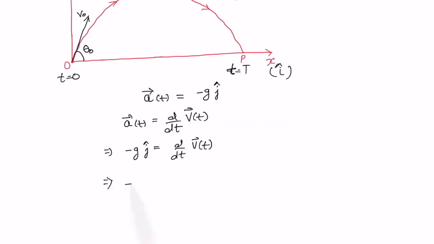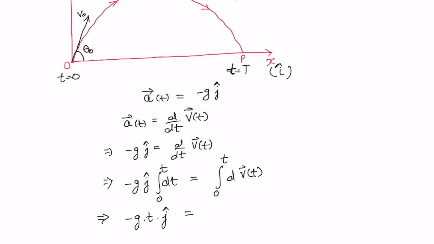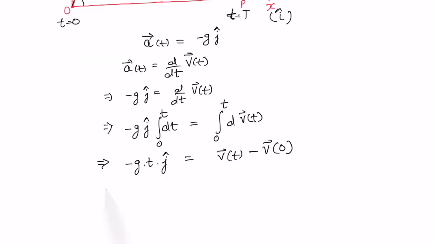And we can say that minus g j cap integral of dt between time 0 and any arbitrary time t equals integration of the velocity between time 0 and t here. So what this becomes is minus g t j equals velocity at time t minus velocity at time 0. We can write velocity vector at time t equals velocity vector at time 0 minus g t j cap.